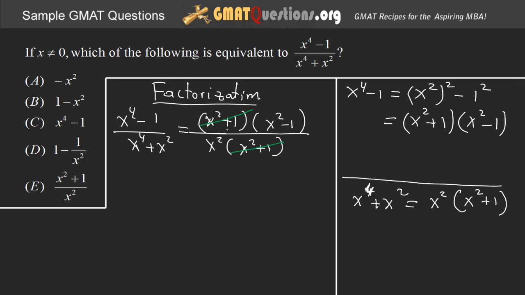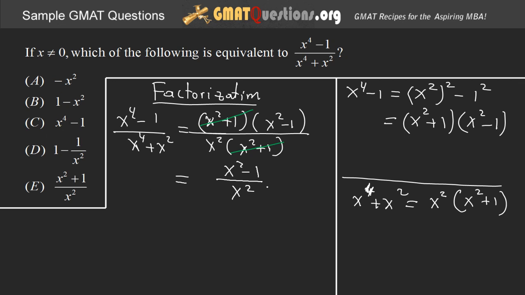Remember, when you cancel out things, be careful. We know that x squared plus 1 cannot be 0, so we can cancel it out here. So next, this is going to give us x squared minus 1 in the numerator divided by x squared. I hope you guys agree with that. Now, is this answer in the answer choices? Let's see. Not quite. We don't see it.